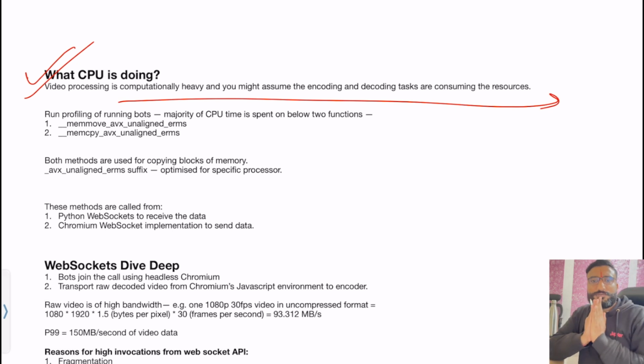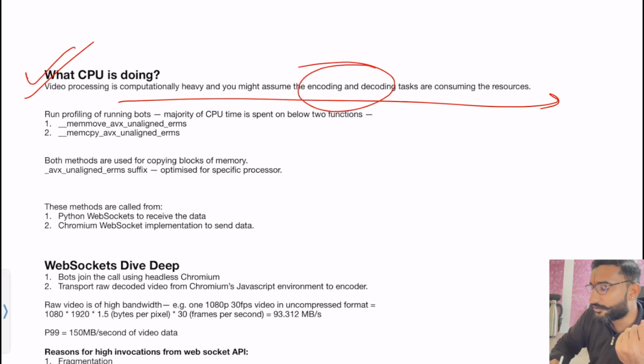What is the first thing which comes to your mind when you say I'm managing a video processing pipeline, and these are the CPUs I'm using? You can assume that, yeah, it's video processing, so it will take a lot of processing power. That's your inherent assumption, that your encoding and decoding tasks are the threads and processes consuming my computation power. But we have to say with 100% surety that this is the case that is happening. Now how can you do that? You run a profiling.